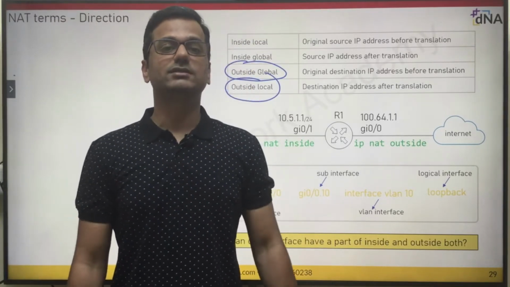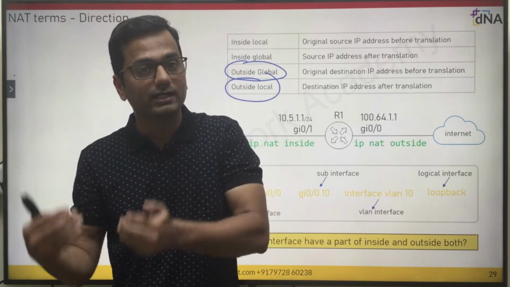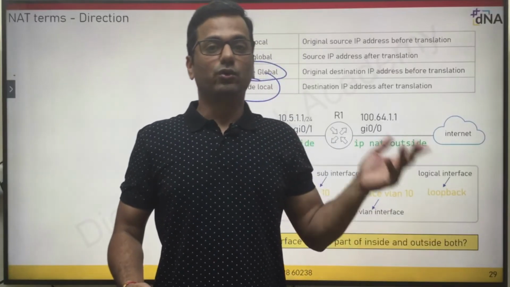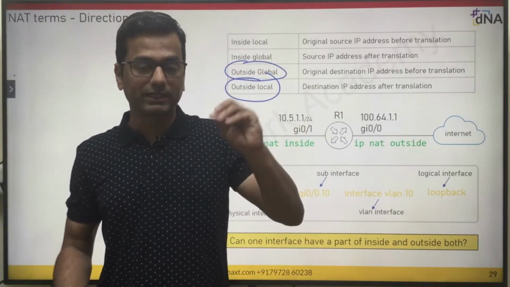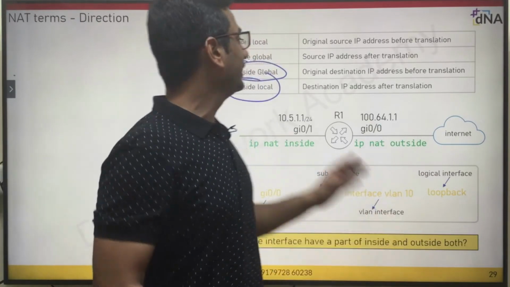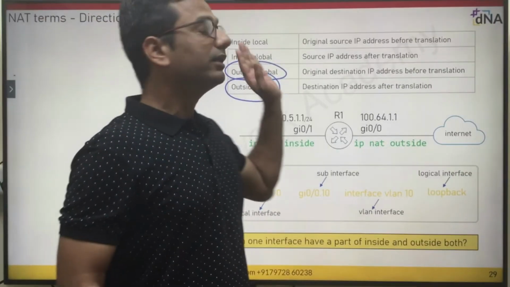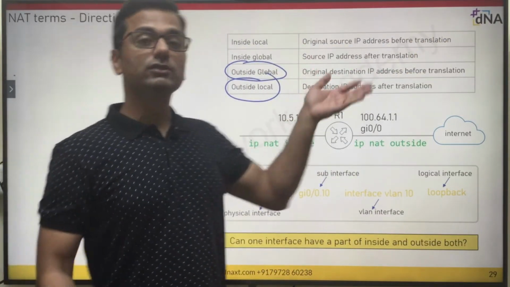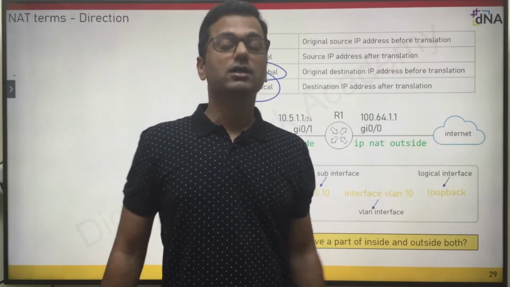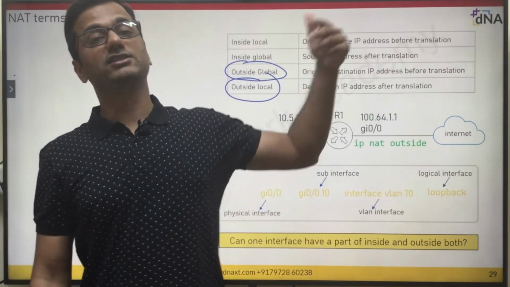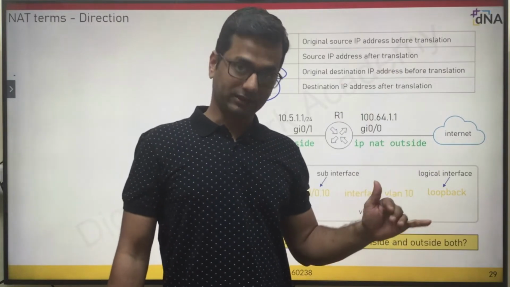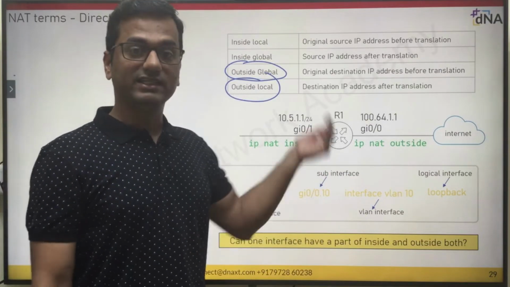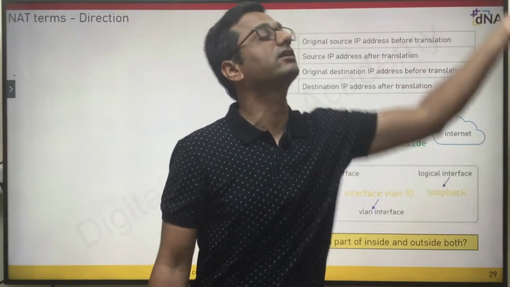So inside local means original IP address before translation. Inside global means public IP address after translation. Inside local means original source IP address before translation. Inside global means source IP address after translation. Outside global means original destination IP address before translation, right? And outside local means destination IP address after translation.